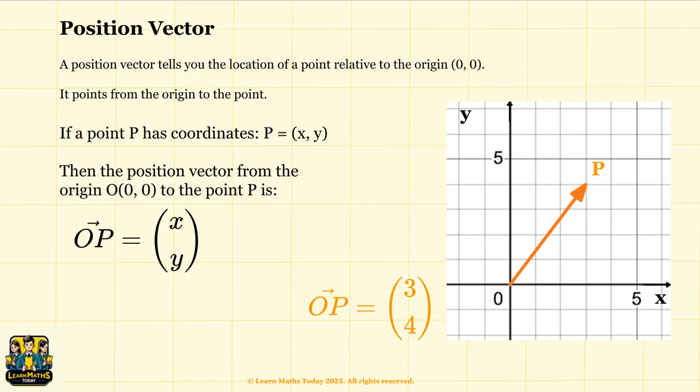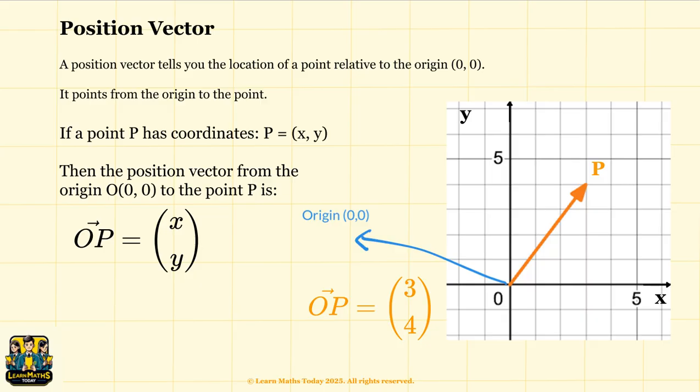A position vector looks like a column vector, but there's a big difference in the meaning. While a regular column vector tells you the movement or displacement, a position vector actually tells you where the point is relative to the origin, which is (0, 0) on the graph. So for example, if we say the point P is (3, 4), then the position vector from the origin to point P is where x equals 3 and y equals 4. This means that you start from the origin, move 3 units across to the right, and 4 units up.